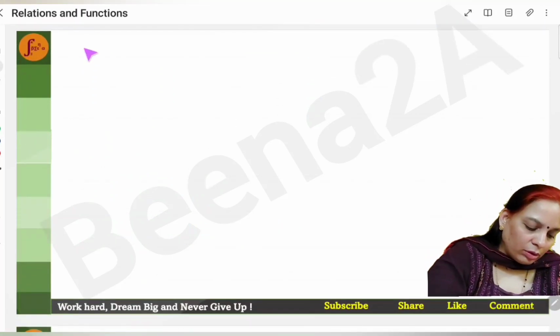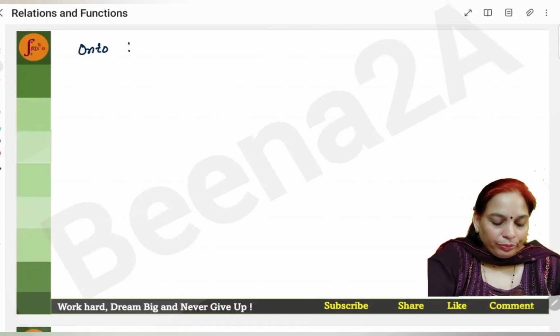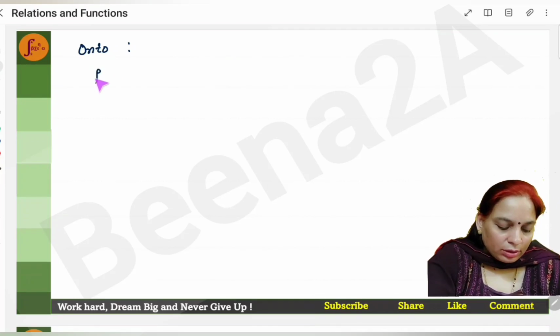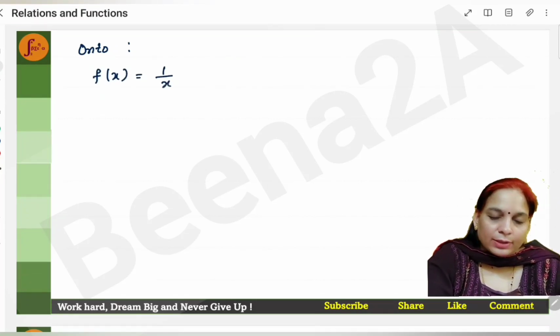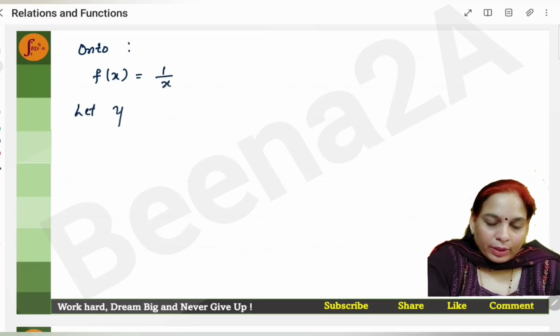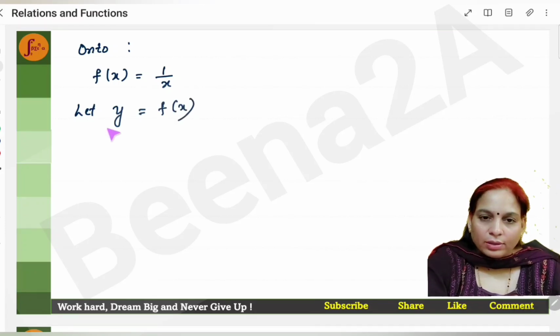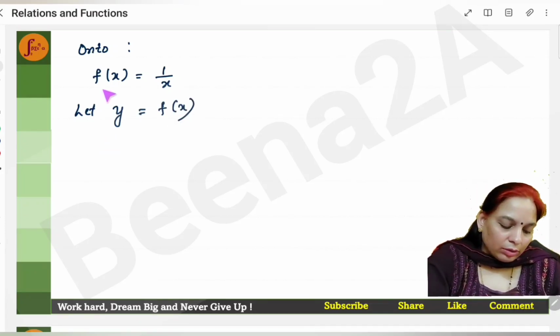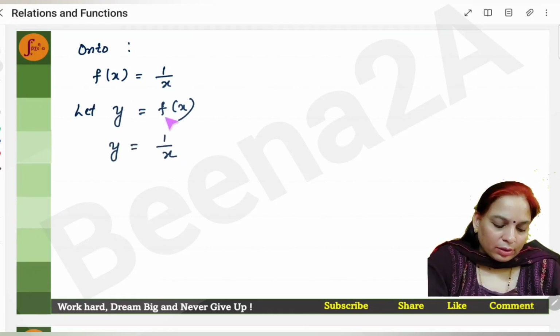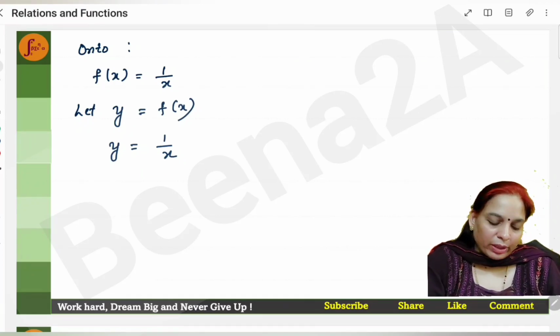Now we'll prove onto. How do you prove onto? You'll have to first write the function. The function is 1 by x. We'll assume that y is equal to f of x. So it becomes y is equal to 1 by x, because f of x is 1 by x.